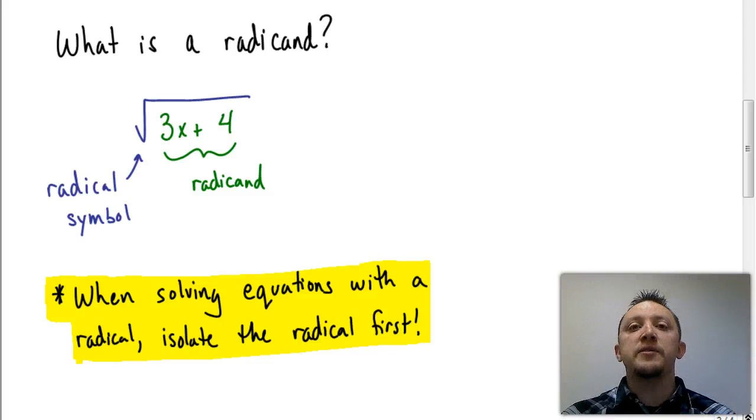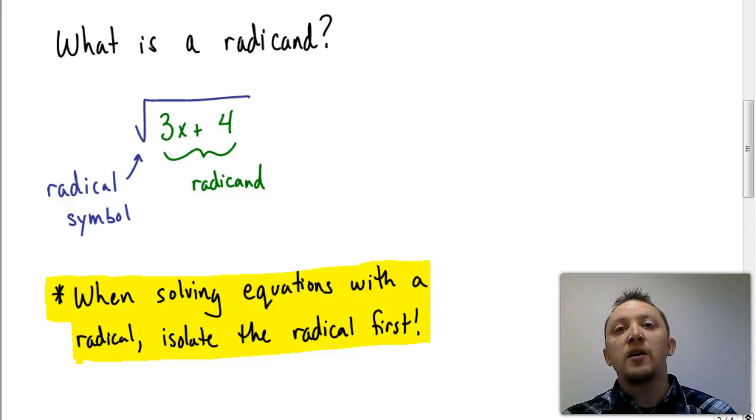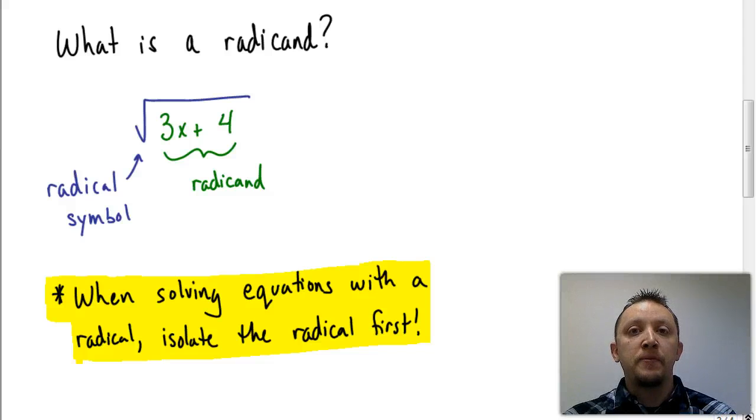But here's the important thing to make sure you know, that I have highlighted right here. That's very, very important. When we go to solve an equation and there's a radical involved, you want to make sure that the radical symbol is isolated, that it's all by itself, before we do anything to try to get rid of that radical sign. So let's look at some examples so you can see what exactly we're doing here.